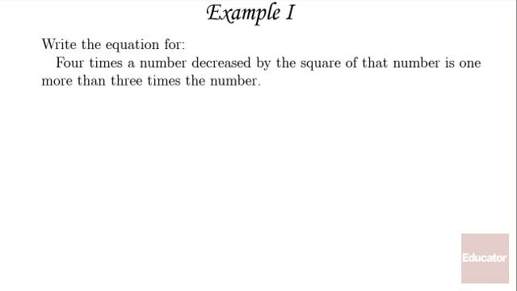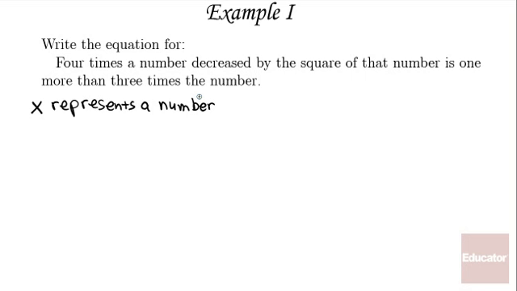Write the equation for 4 times the number decreased by the square of that number is 1 more than 3 times the number. Okay, I see that I have an unknown. They say a number, but they don't say what the number is. So I'm going to pick X to represent a number. So whenever they talk about this unknown number in the phrase, I'm going to use X in my equation.